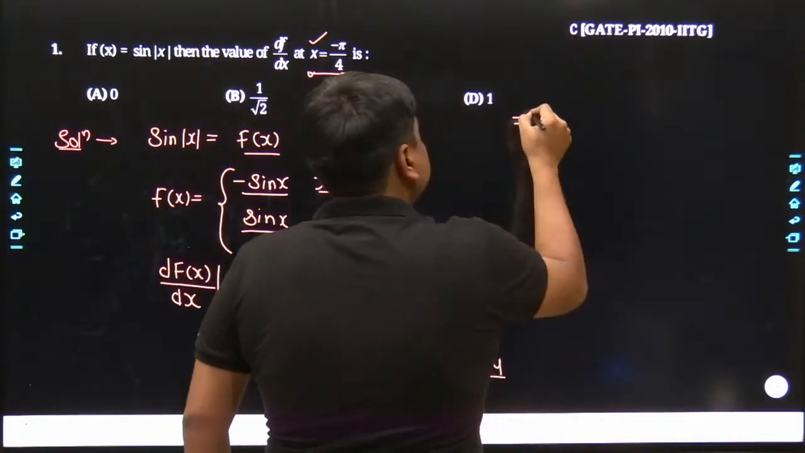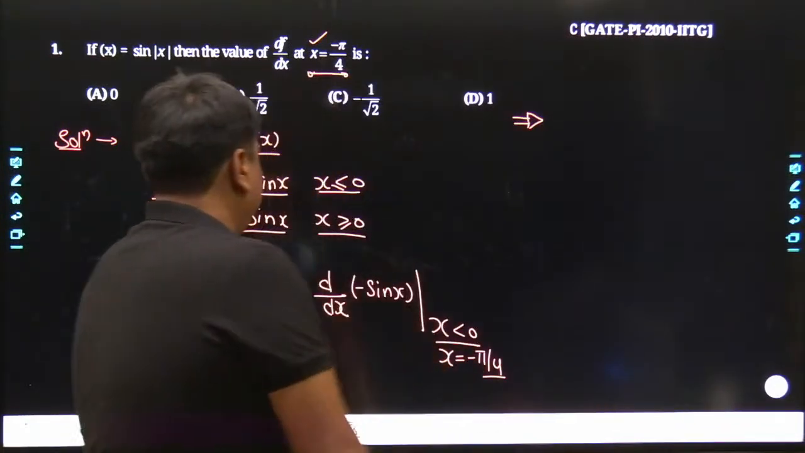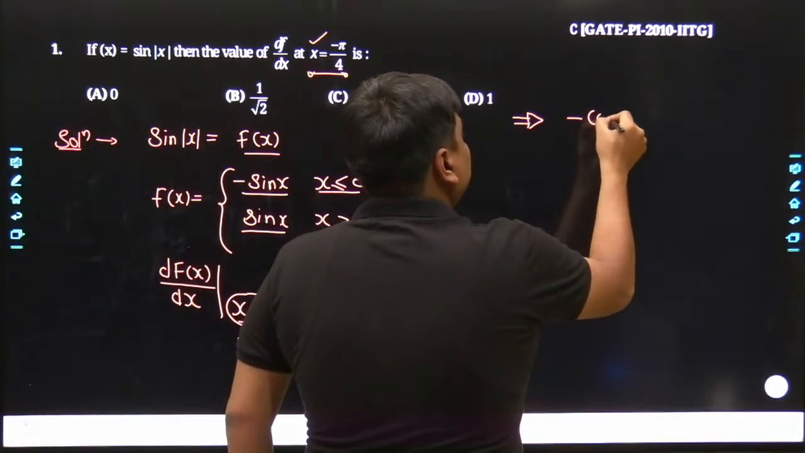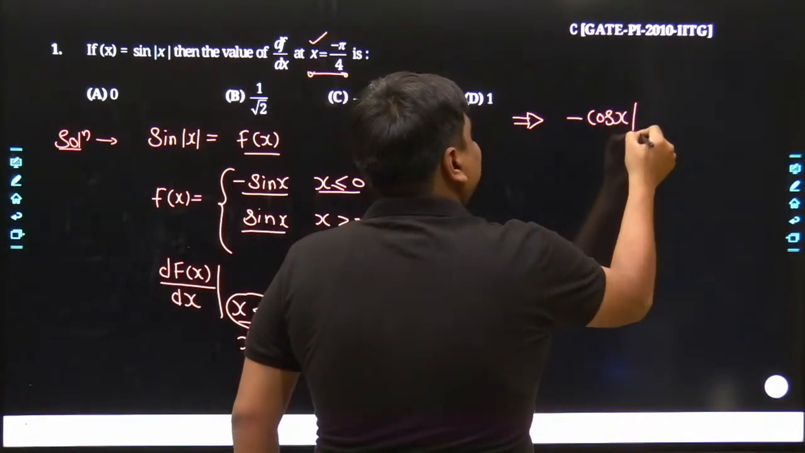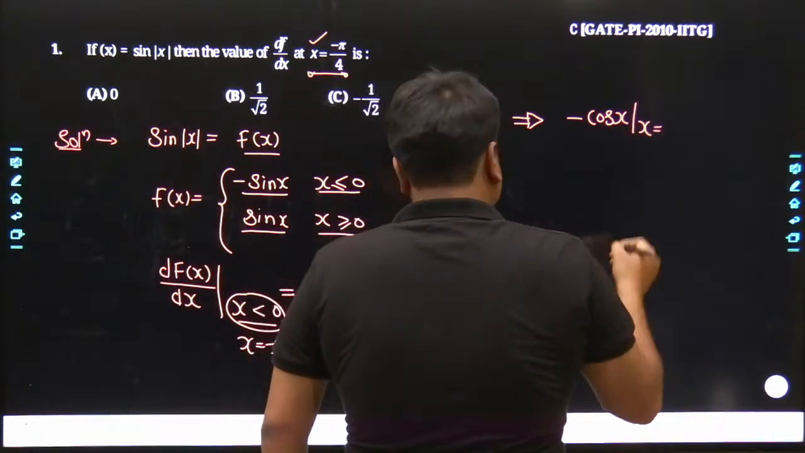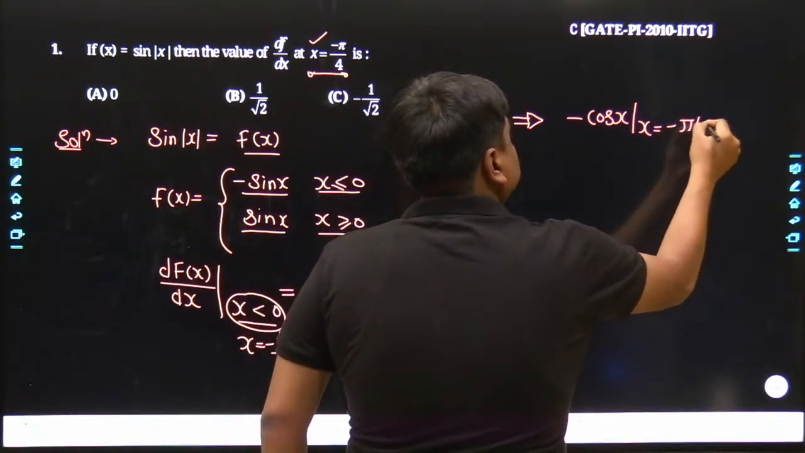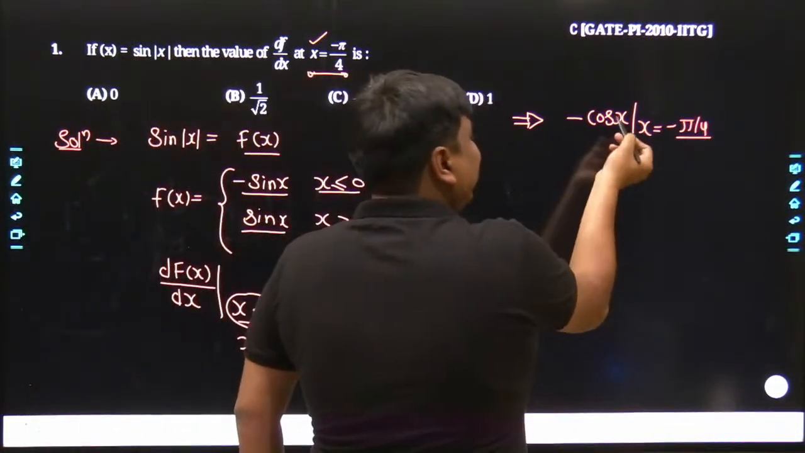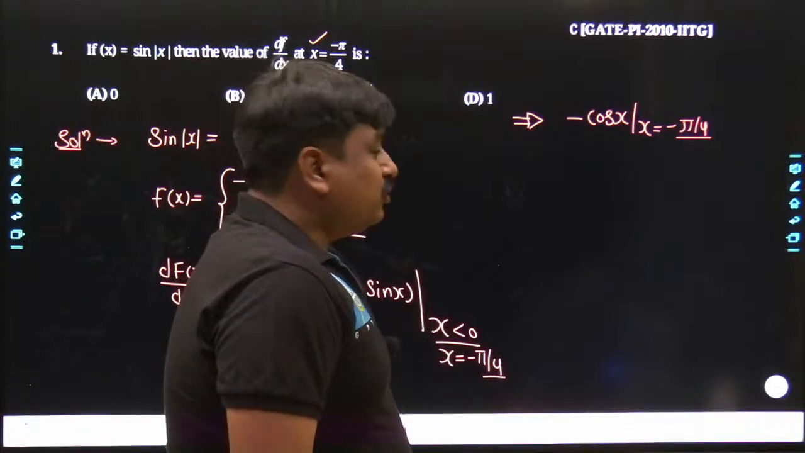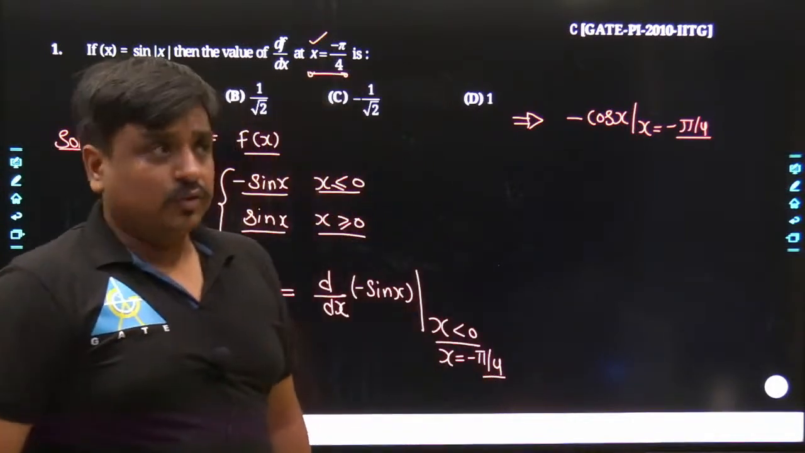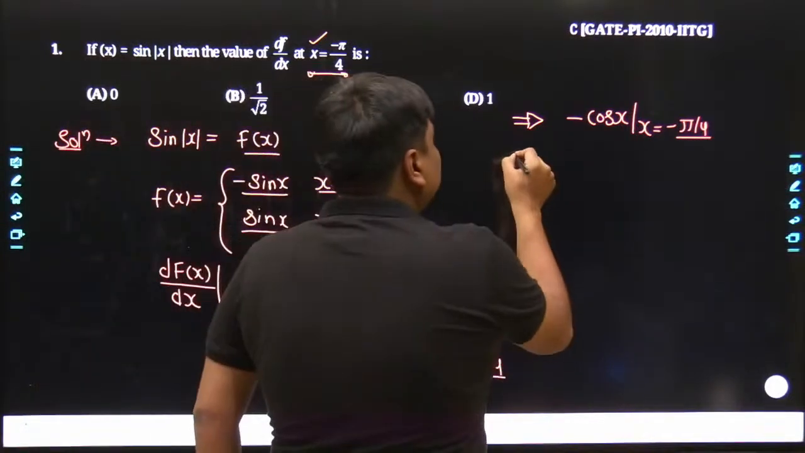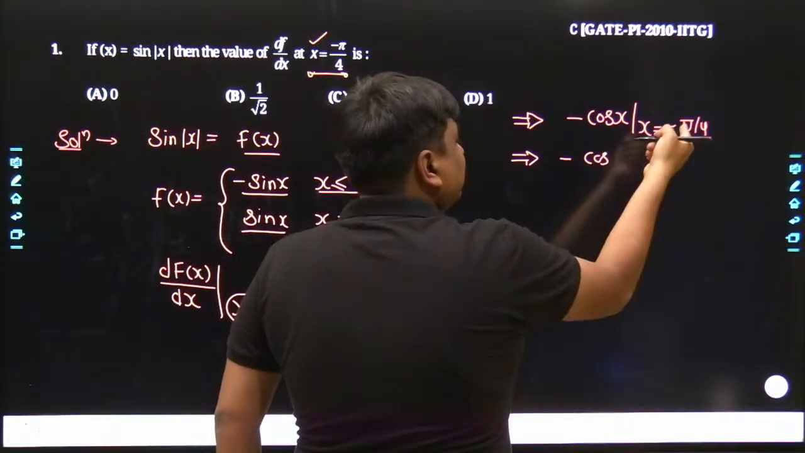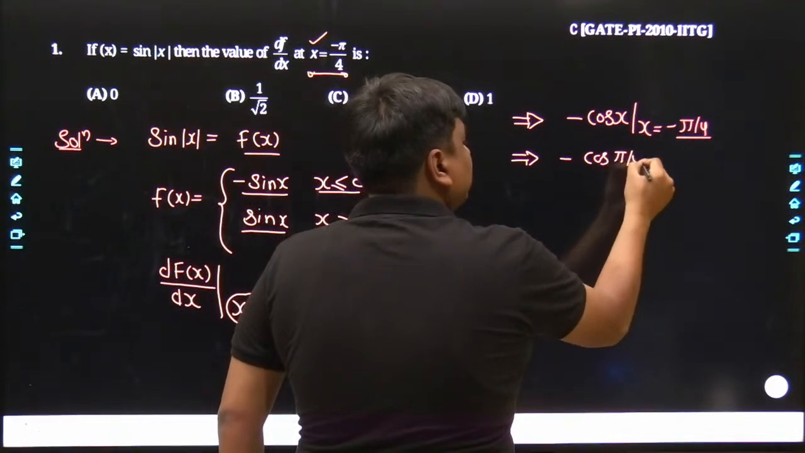Once we take its differentiation, the minus sign remains, and the differentiation of sine of x becomes cos of x. So the result is minus cos of x, and here I would be feeding x equals minus pi by 4. As we know, cos of minus theta is simply equal to cos of theta. So you get the result in the form of minus cos of minus pi by 4, which could simply be written as pi by 4.